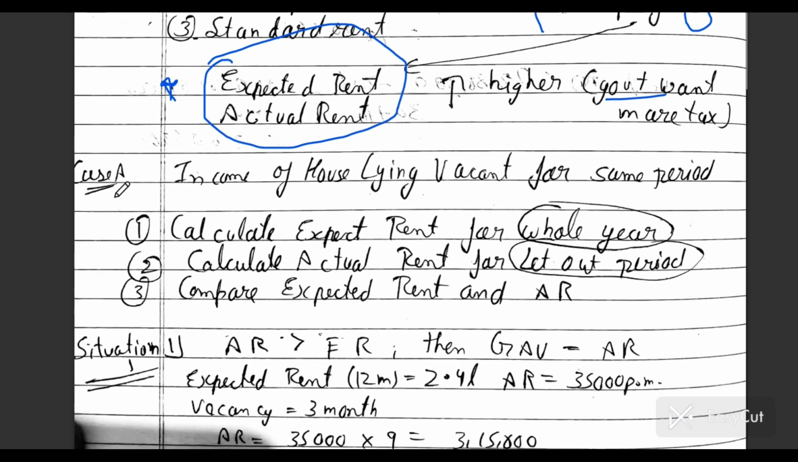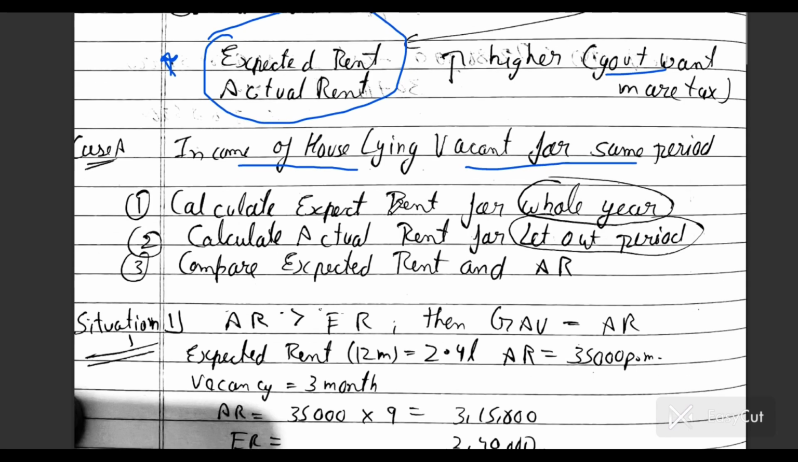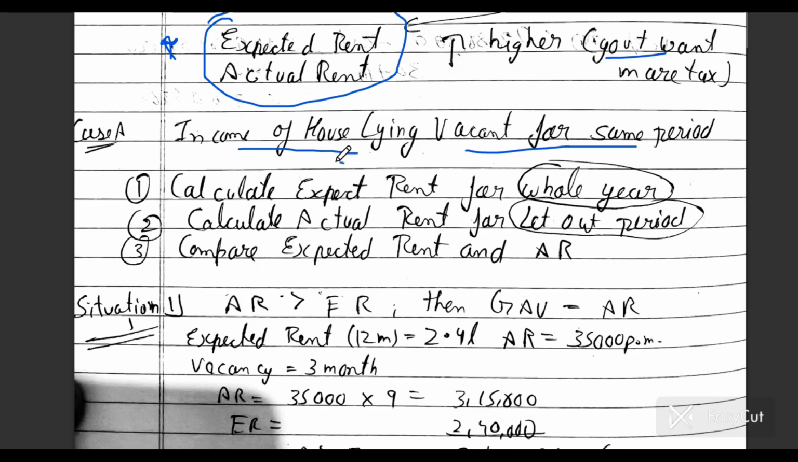Okay, then there are some cases for calculation of GAV. If the house is lying vacant for some period, it is lying vacant, not self-occupied. That is the first case. How should you do the calculation? First, calculate expected rent by the higher of FM and lower of SM for the whole year. Then calculate actual rent for the let out period. Important: calculate only for the let out period, not for the whole year. For suppose it is 9 months, you calculate actual rent of only 9 months and compare; whichever is higher will be our GAV.